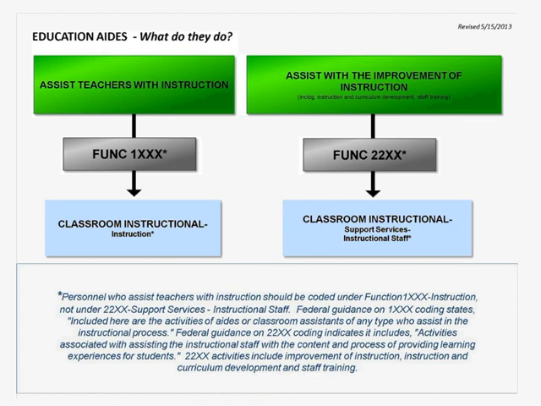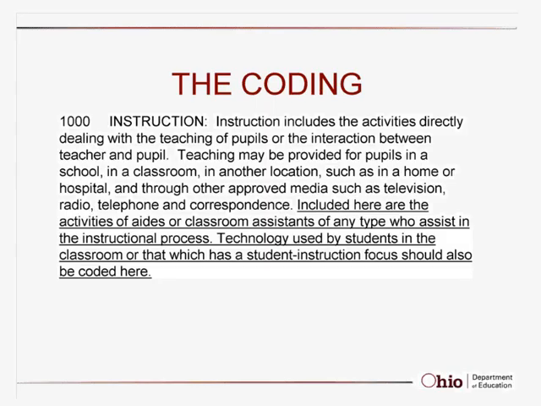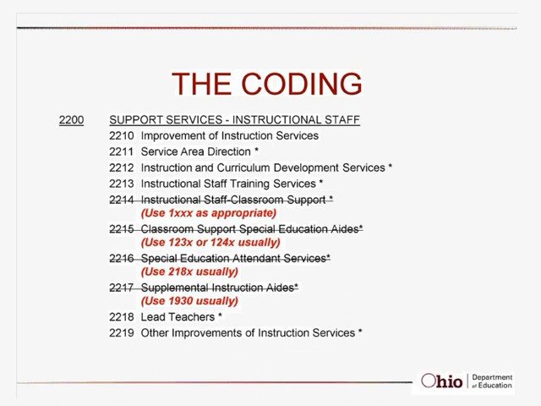So if the aide assists the teacher with instruction, you're going to code them to the 1000s. You need to move all those 2214, 2215, and 2216s over. Now, your special education aides that are 2215s and 2216s, you need to make sure that you move them over to a 1200, a 1230, or a 1240, but you need to make sure you do that. If they are only there to assist a teacher with instruction and don't work with the students, then they're going to be in 2200s. We are keeping 2200s because 2200s are mainly for staff training.